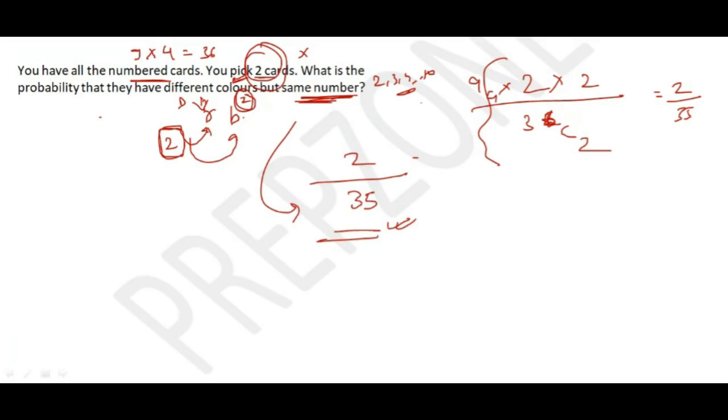Okay. See, 9C1 is, you have already finalized one number. Now for each of the card, you have 2 options, right? Because you have 2 red and 2 black. So for each of the card, you have 2 options. Hence, I'm multiplying it 2 into 2 into 2.